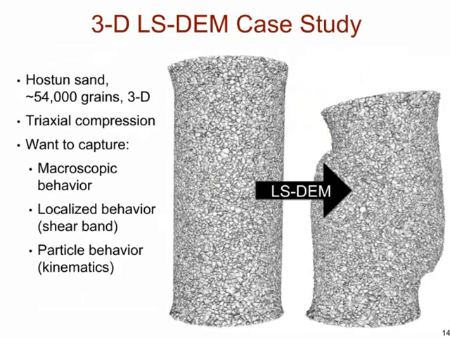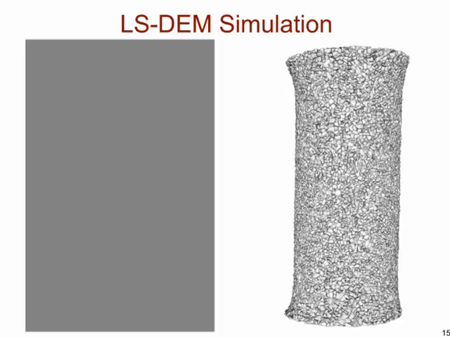And so here we go back to our three-dimensional study that I want to show you about. This is the first one-to-one comparison between an experiment and a computation. Every grain in the experiment has its own grain in the computation. It's triaxial compression, and we want to see if we can capture microscopic behavior, also the onset of localization or the shear band, and also if we can tell anything about the particle kinematics. So we're going to look at all three of those.